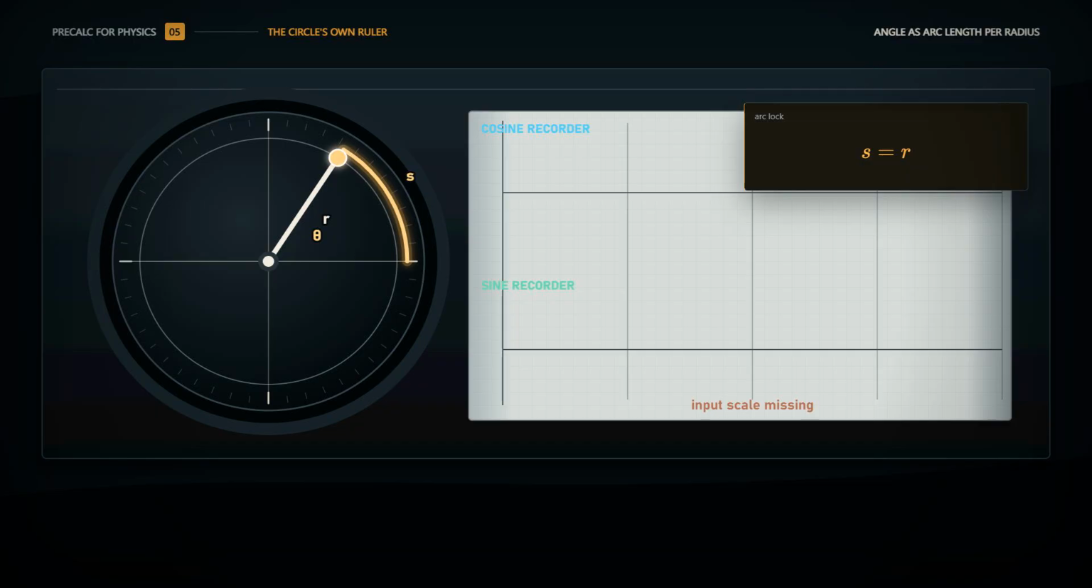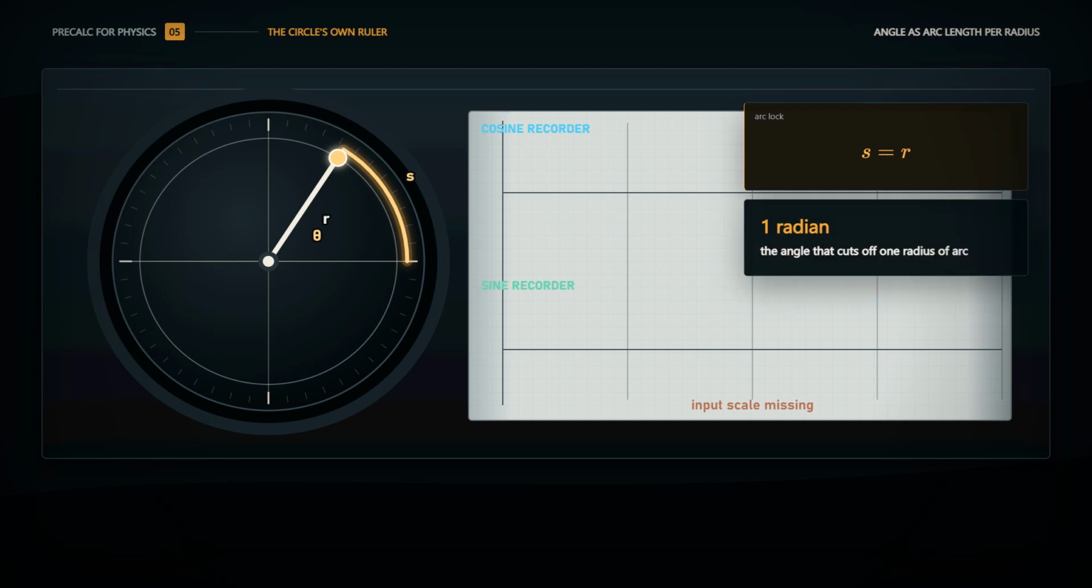Look from the center to the two ends of that arc. The angle between those rays is 1 radian. 1 radian is therefore not 1 degree. It is the angle that cuts off 1 radius of arc.